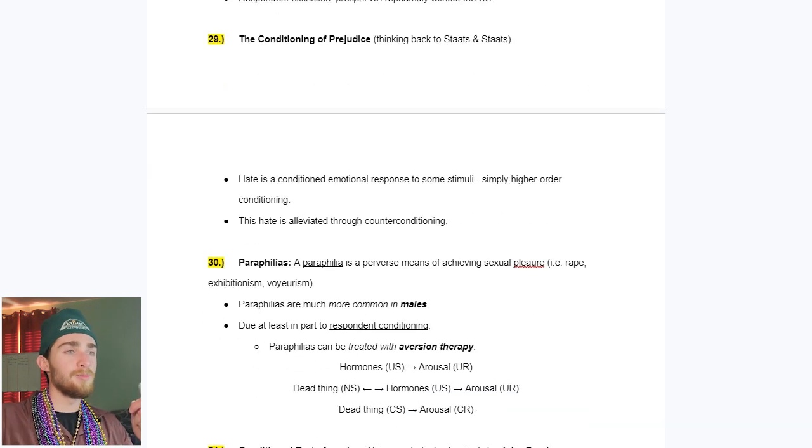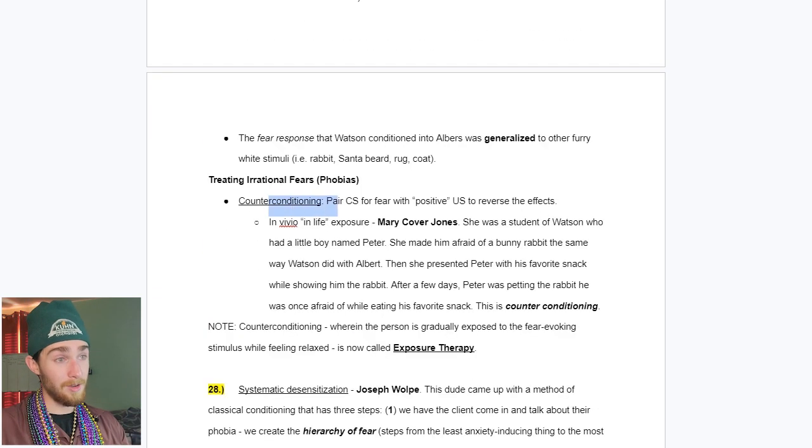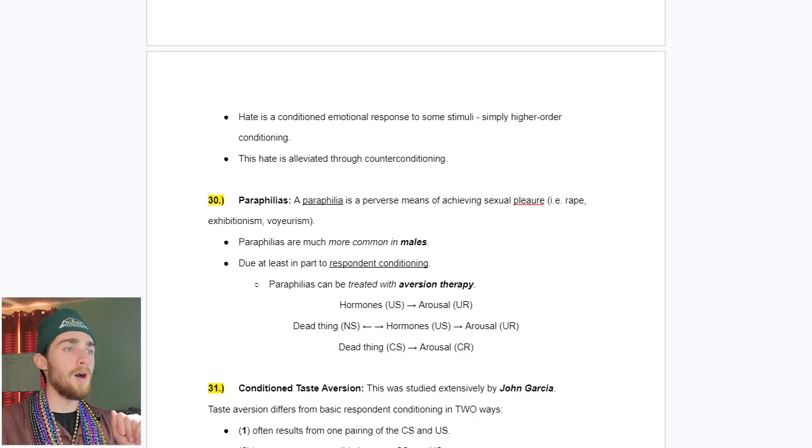Next up, conditioning of prejudice. Remember, Staats and Staats, they were the word people. So conditioning of prejudice goes back to them. According to Staats and Staats, hate is a conditioned emotional response to some stimuli. Hate is nothing more than higher order conditioning, which is why hate can be alleviated through counterconditioning. Counterconditioning, going back to Mary Cover Jones.